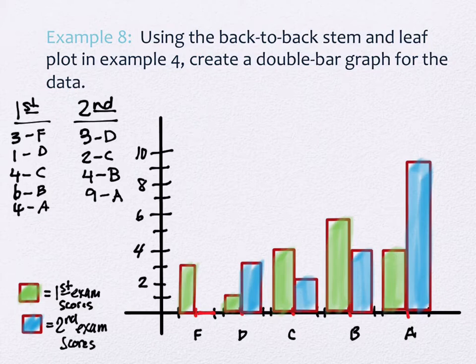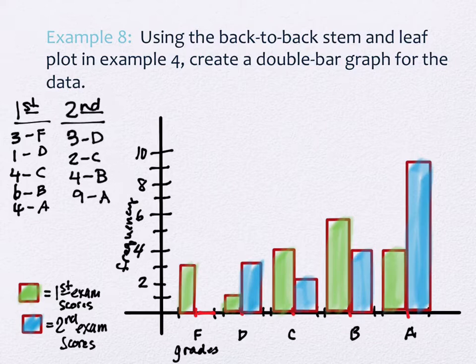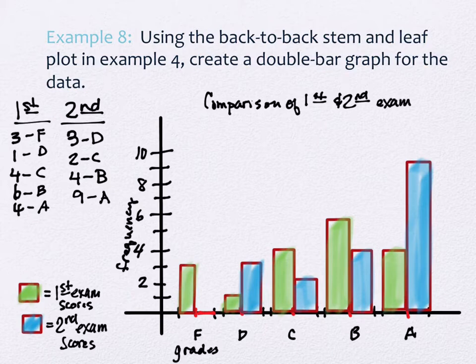So that's my key. I need to go back and add a couple of details to my graph. Namely, these need to be written down as grades down here, and this is the frequency over here. And then one more thing is lacking: a title. What this really is, is a comparison, right? So if you want to use the word comparison in there, that's a great idea. This is a comparison of first and second exam scores.